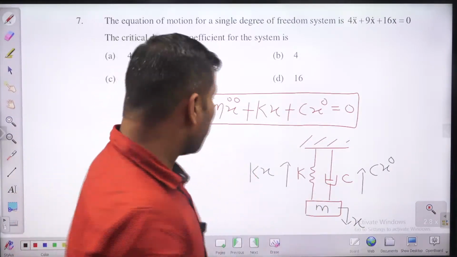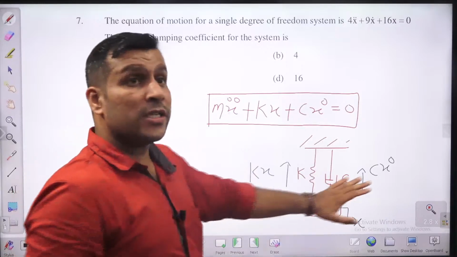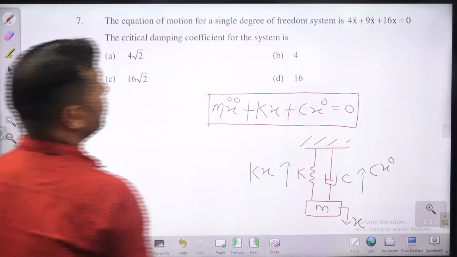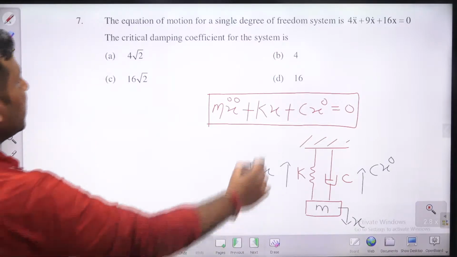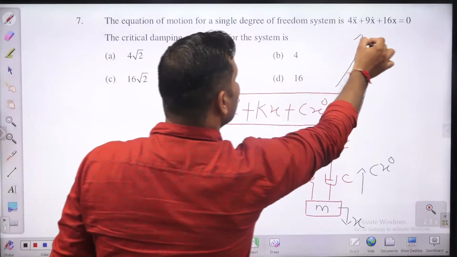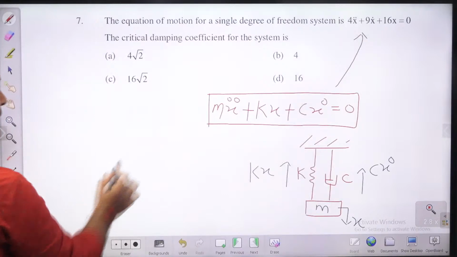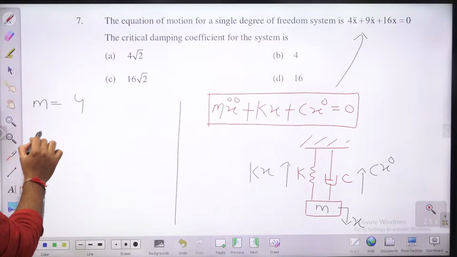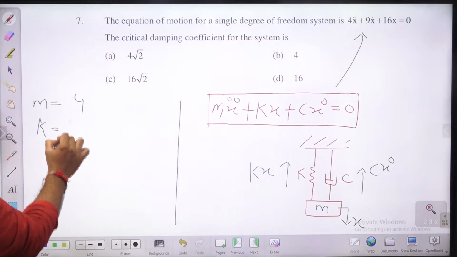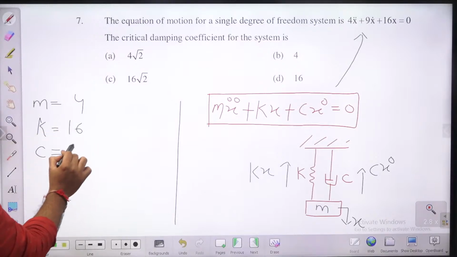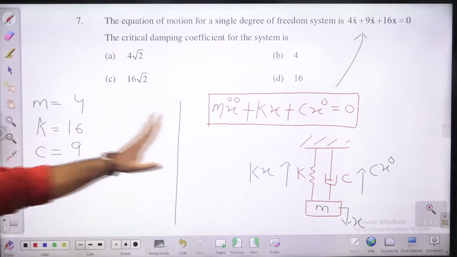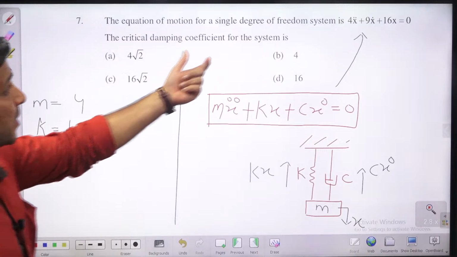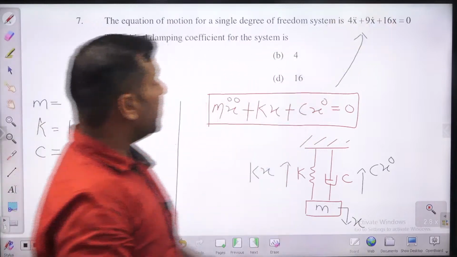Mass into acceleration. That's why you will get this equation by Newton's second law of motion: mx double dot plus kx plus cx dot equal to 0. Now if you compare this equation and this equation, very clearly you can write it here. Mass is given to us 4, stiffness is given to us 16, c is given to us 9. By equating, mx double dot plus cx dot plus kx equal to 0.